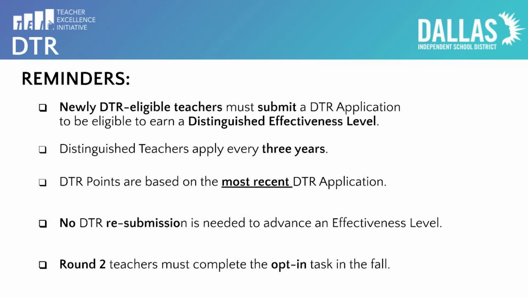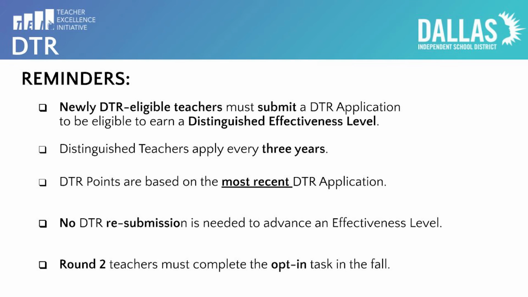Additionally, please remember the following DTR application reminders. Newly DTR eligible teachers must submit a DTR application to be eligible to earn a Distinguished Effectiveness level. Distinguished teachers are only required to apply every 3 years. For example, a teacher who applies in the 2022-2023 school year will not be required to apply again until the 2025-2026 school year. Teachers will always earn DTR points based on their most recent DTR application.